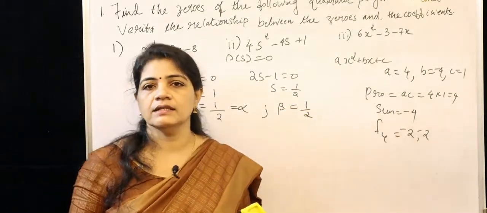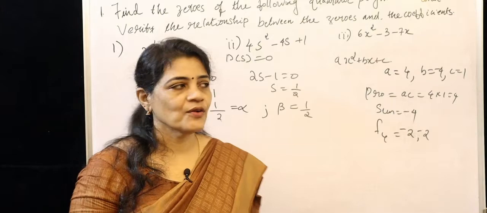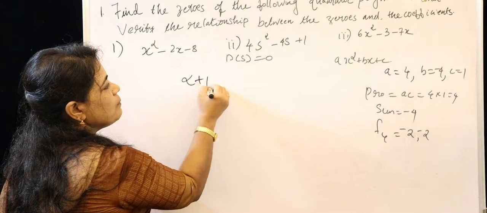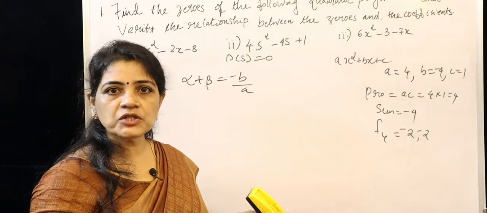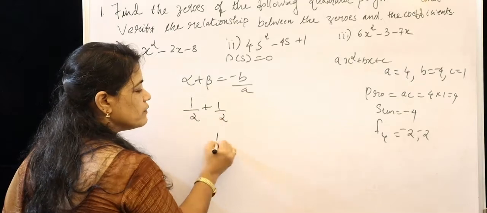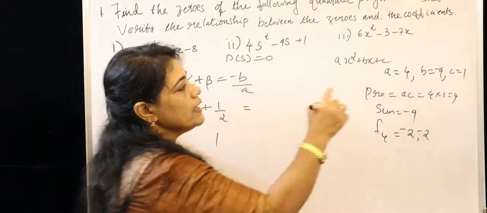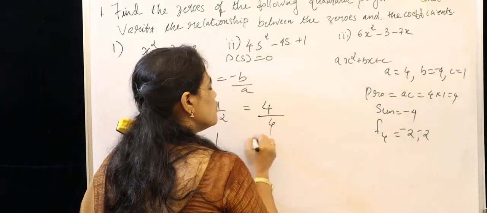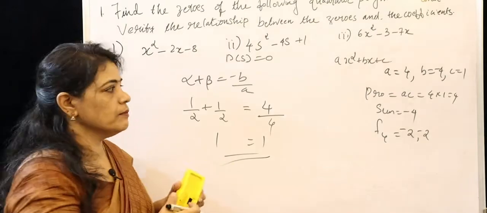So, alpha and beta. Now we are going to verify the zeros and the coefficients. So alpha plus beta is equal to minus b by a. What is alpha? 1 by 2. Beta also we have seen 1 by 2. So 1 by 2 plus 1 by 2 is 1. This is equal to minus b by a. b is minus 4, so it's minus of minus 4 divided by a, which is also 4. So 4 by 4 is 1. Hence, the sum with minus b by a is verified.